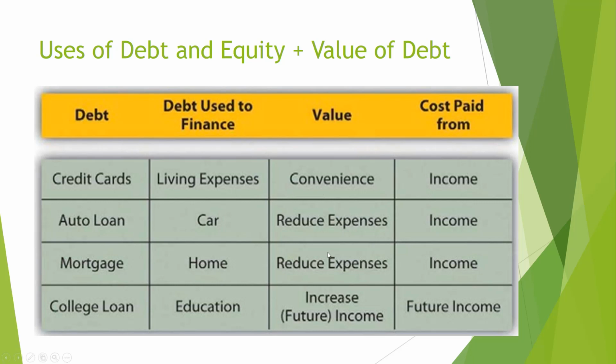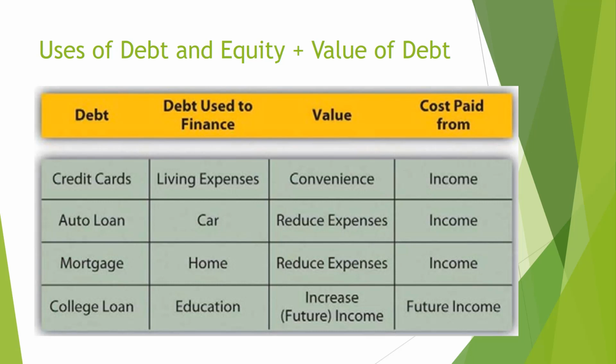And recall in the previous slides, we talked about how a car and a home can help reduce future expenses. So the value of getting that loan in order to buy your car or buy your home sooner rather than later is to help reduce those expenses. And the value of getting a college loan is that you'd be able to gain an education that will help you earn a higher future income.